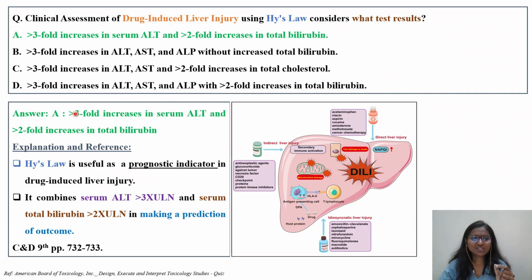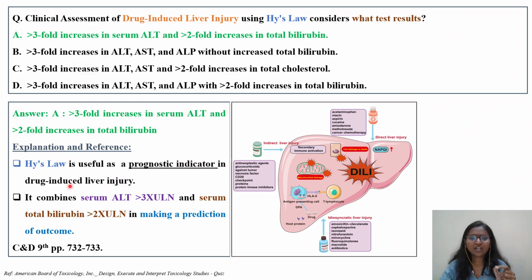The right answer will be in the green text, that is option A, threefold increases in serum ALT and twofold increase in total bilirubin. So serum ALT threefold increase, total bilirubin twofold increase. So let us see what is the explanation and the reference which is given by the American Board of Toxicology. Hayes law is useful as a prognostic indicator in drug-induced liver injury. So particularly for hepatic injury, this particular law is applicable.